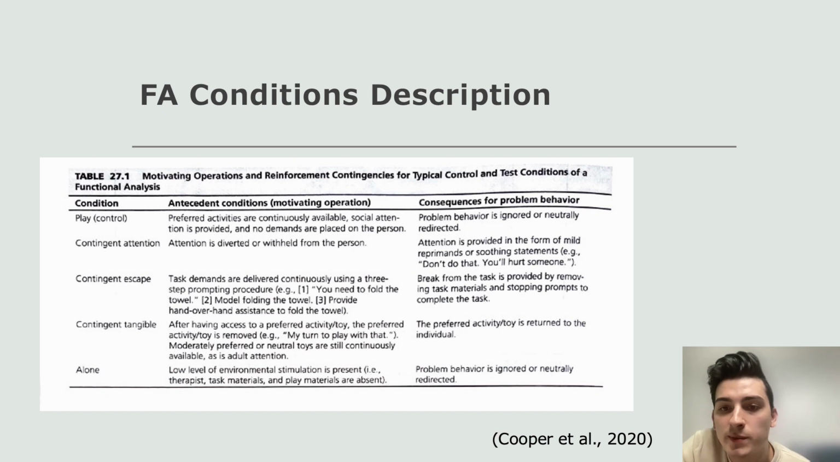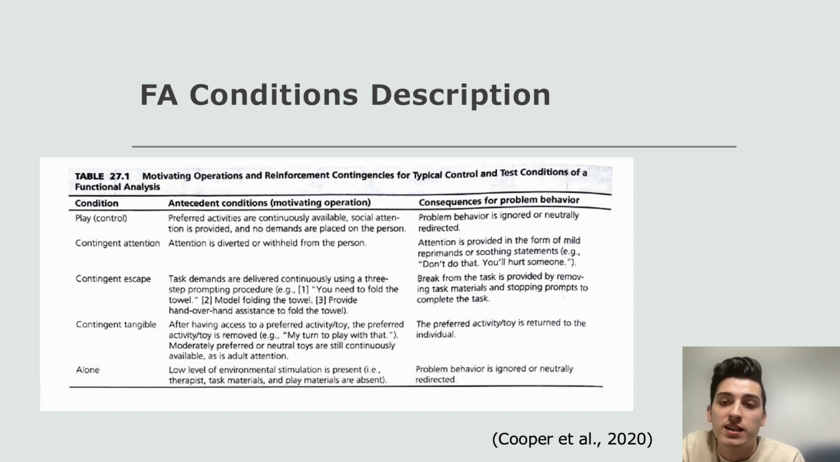Okay, so assuming you paused and read through each condition, let's start with the first condition, which is the play condition. An example of this would be providing the client with all their favorite toys, interacting with them and not giving an instruction to the client, such as let's clean up. If the client engages in a target behavior such as headbanging, the assessor is to continue on and not provide attention to the behavior, such as saying, oh no, don't do that. They may provide neutral redirection, such as modeling tapping on the shoulder.